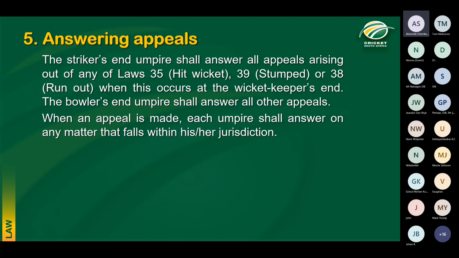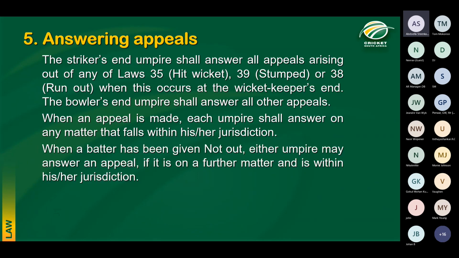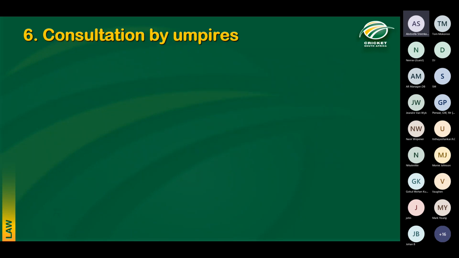And when an appeal is made, each umpire shall answer on any matter that falls within his or her jurisdiction. When a batter has been given not out, either umpire may answer an appeal if it is on a further matter or is within his or her jurisdiction.